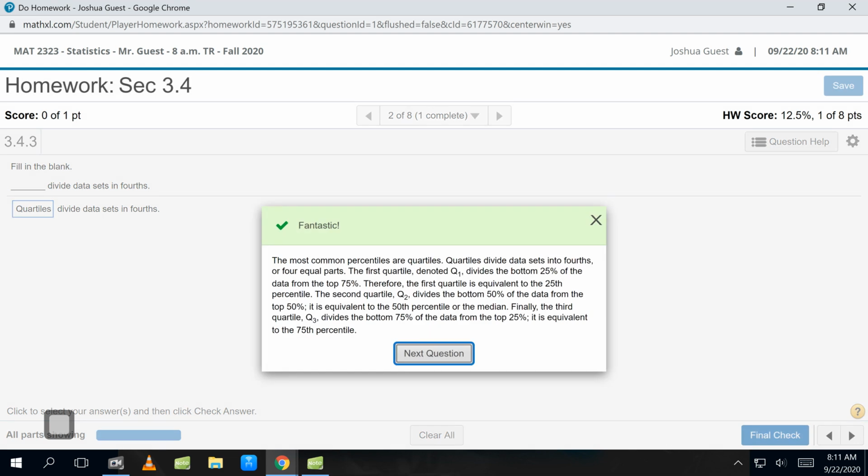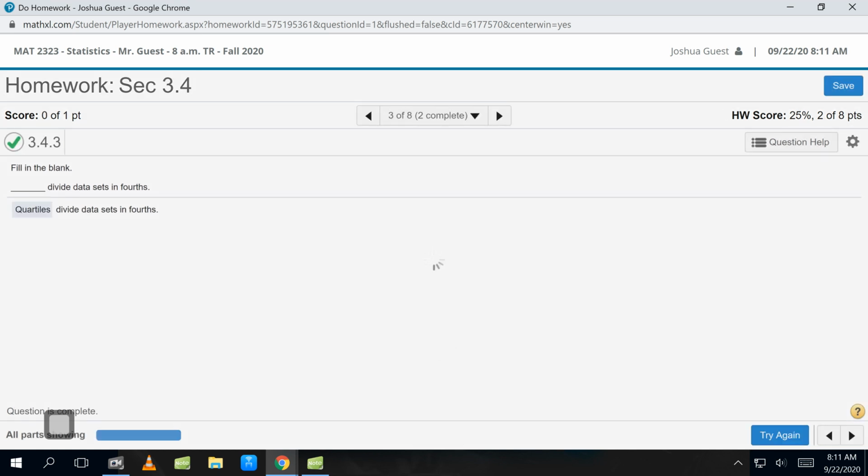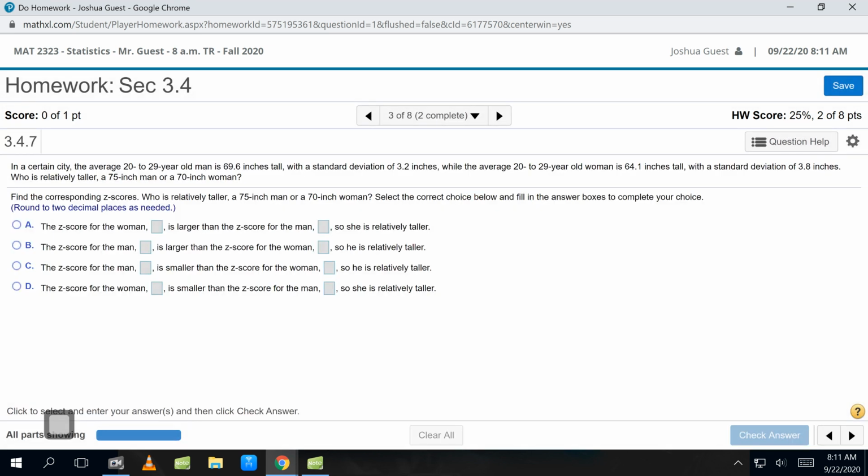Fantastic, it says. And I do like this about stats. It will tell you something, not just yes or no, many times. Even more so, in my opinion, than the algebras and stuff. All right, so here in a certain city, the 20 to 29-year-old average man is 69.6 inches tall with a standard deviation of 3.2 inches. The average woman is 64.1 inches tall with a 3.8 standard deviation. Who is relatively taller, a 75-inch man or a 70-inch woman?